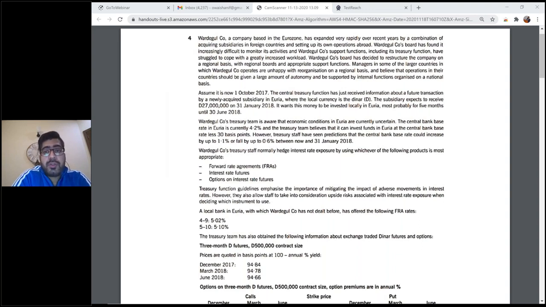Wadikul's board has decided to restructure the company on a regional basis with regional boards and appropriate support functions. Managers in some of the larger countries in which Wadikul operates are unhappy with reorganization on a regional basis and believe operations in their countries should be given a large amount of autonomy and be supported by internal functions.